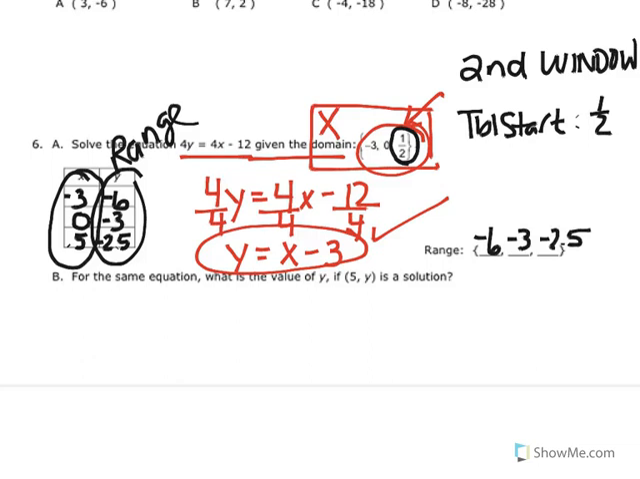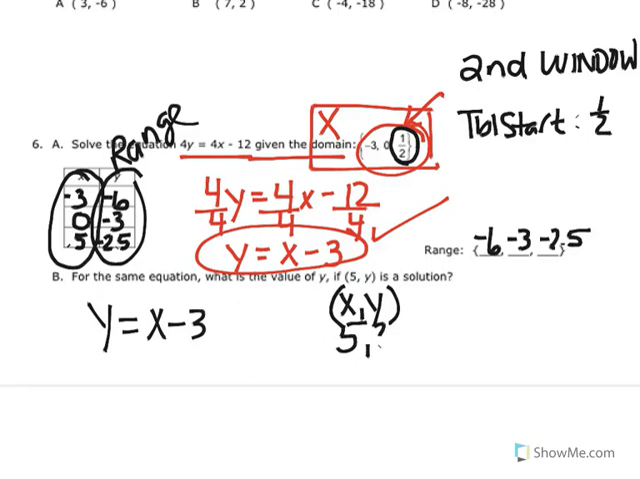Now, it says for the same equation, what is the value of y if 5 comma y is a solution? Well, 5 comma y is just another way of saying x and y. So x is 5 and y we don't know. So just take your equation, y equals x minus 3, go back to your table, and let's figure out what it is.